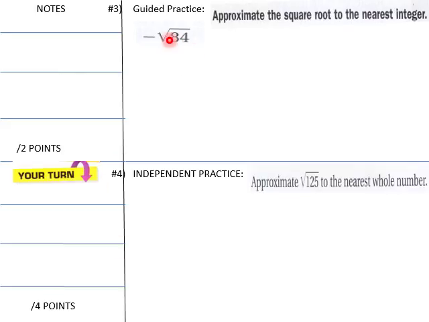Approximate the square root to the nearest integer, so we have a negative square root of 84. Approximate the square root of 125 to the nearest whole number. This is the student's independent practice here.